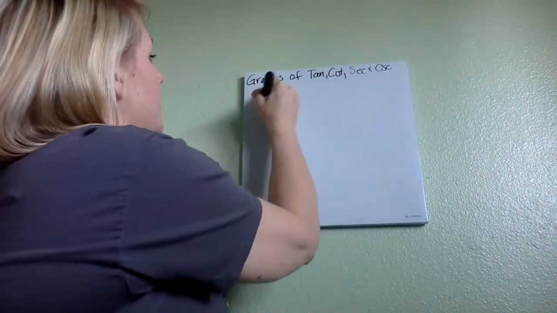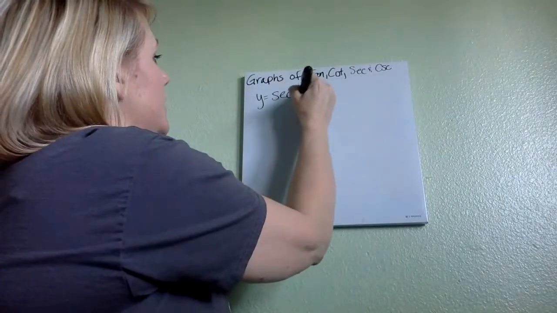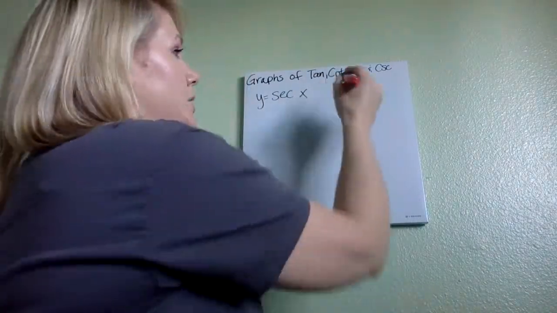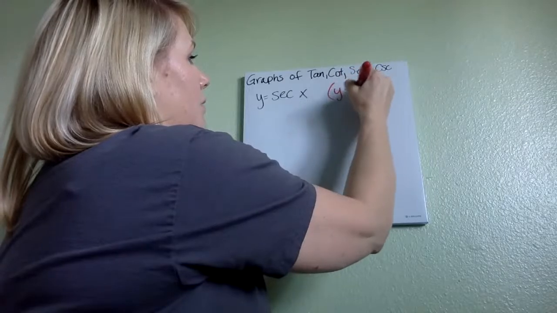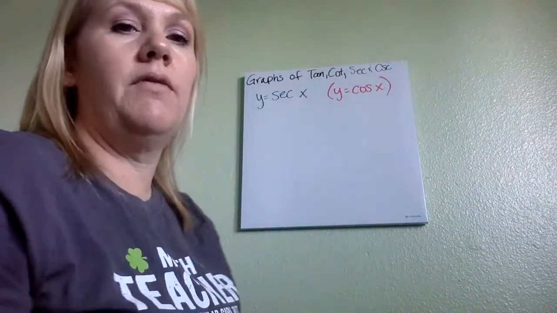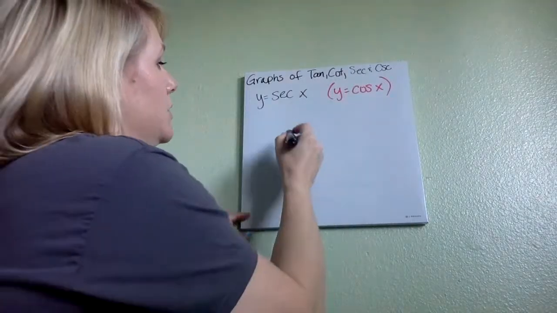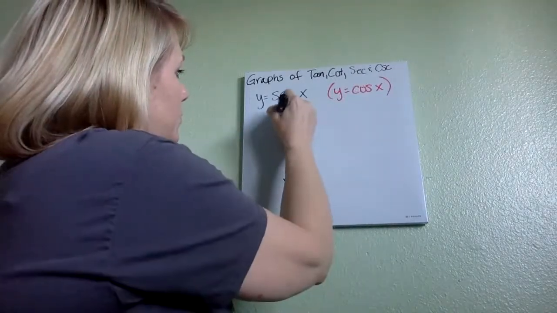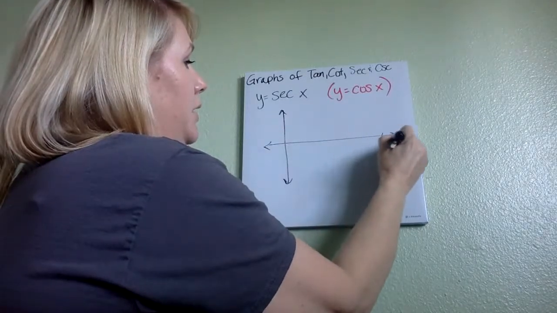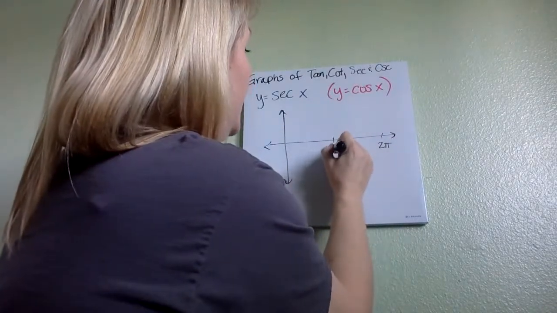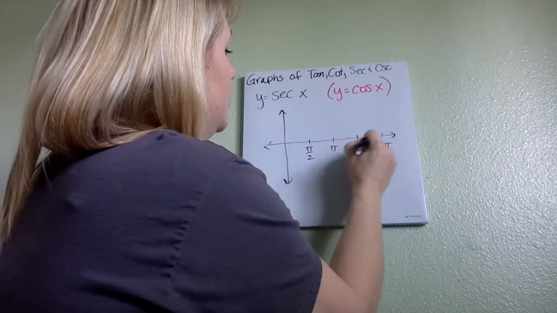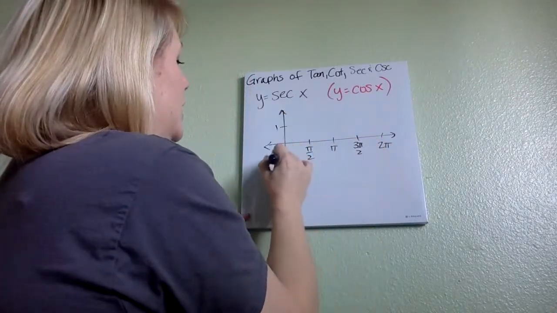So if I'm graphing the secant of x, then its reciprocal would be cosine. So again, I'm going to graph the cosine and use that to make the graph of the secant. I'm going to do the same thing. Everything else looks pretty much the same, right? So we have 2 pi out here, pi in the halfway, pi over 2, 3 pi over 2. I'm going to put 1 right there and negative 1 right there.